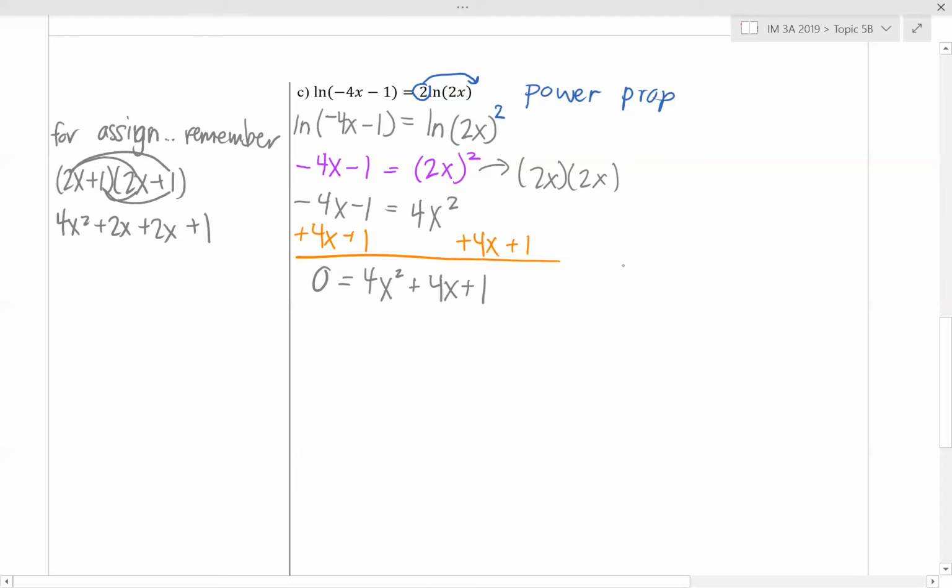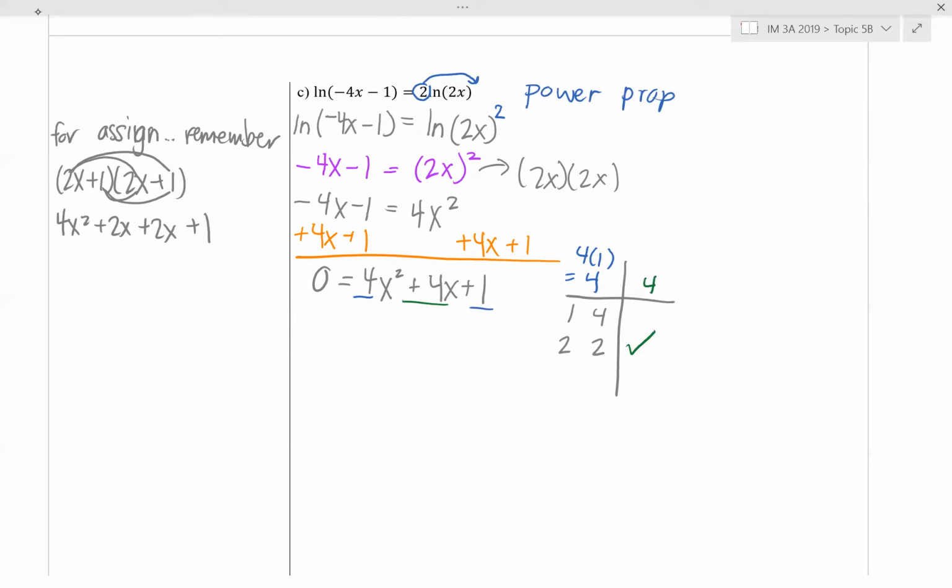Okay, so from here, we're going to do our product sum table. In this one, our a is 4 and our c is 1, so we're going to multiply 4 times 1. That means we need two numbers that multiply to 4. This is nice because 4 only has two sets of factors, 1 and 4 or 2 and 2. Those two factors need to add to 4. 1 plus 4 is 5, 2 plus 2 is 4. So it's 2 and 2.